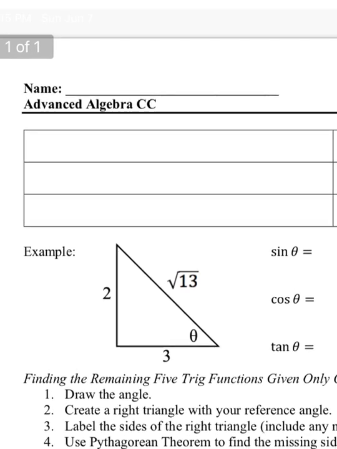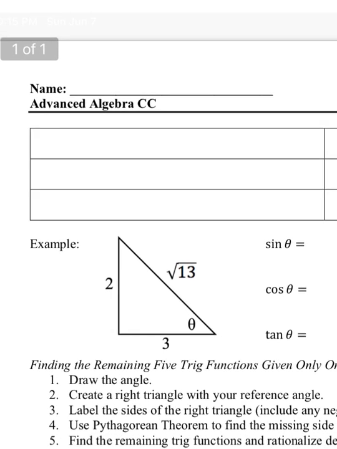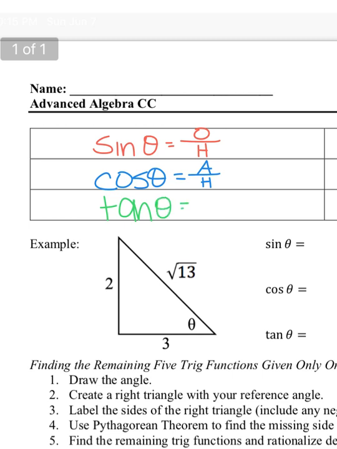We're going to do, on the left side, you're going to remember SOHCAHTOA, right? So in SOHCAHTOA, sine of theta is the opposite over the hypotenuse. Cosine of theta is adjacent over hypotenuse. And then tangent of theta is opposite over adjacent, right? We did that a whole bunch of times a few weeks ago.